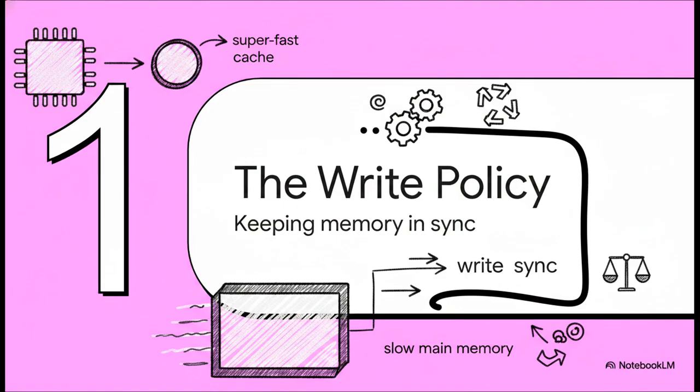Okay, let's tackle that first problem. When the processor writes some new information, like updating a variable, we've got a potential issue. The super-fast cache has the new value, but the original, much slower main memory is still holding on to the old one. The write policy is the rule that decides how we keep these two in sync.